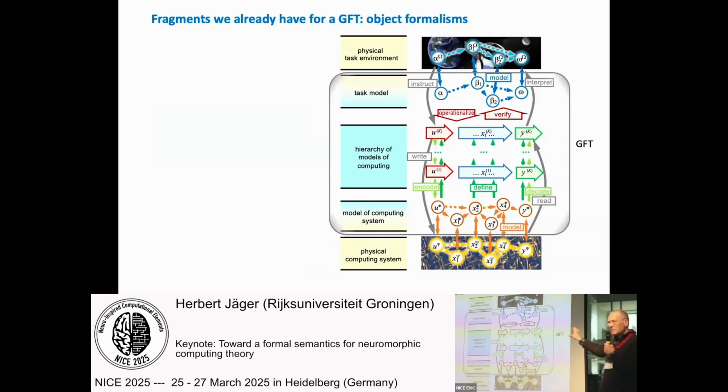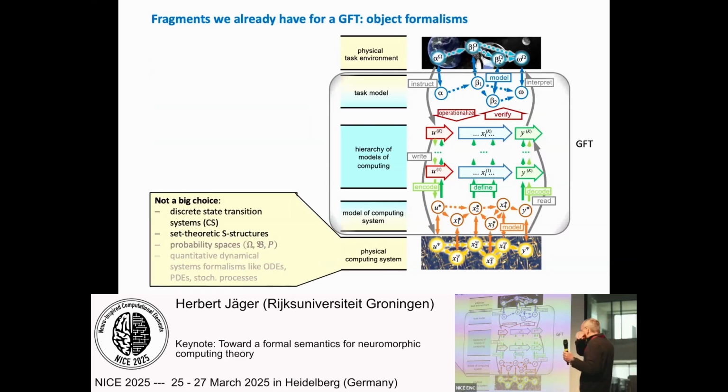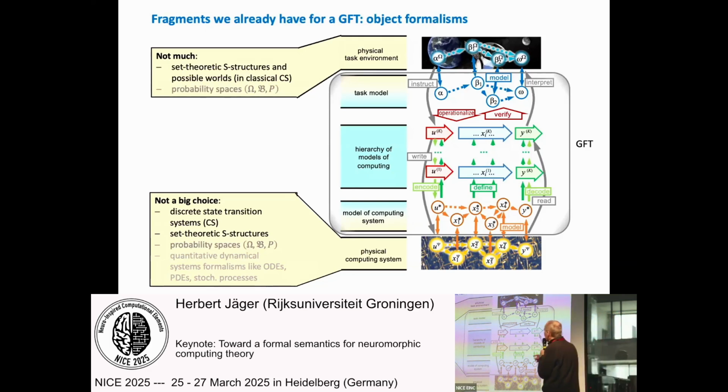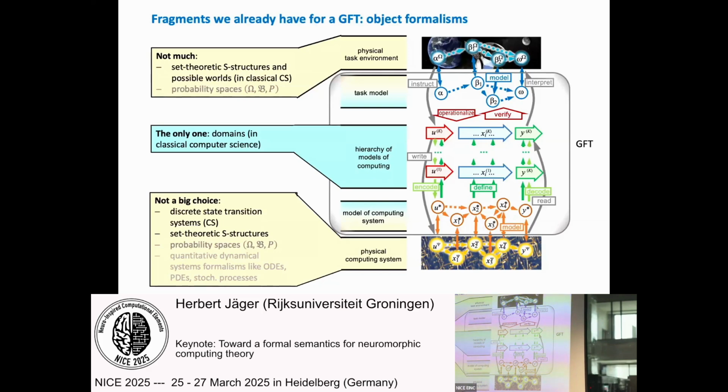For the object formalism, so these were the descriptive formalisms. For the object formalisms that we need for semantic theories, we have, at the physical end, well, looking at the digital world, discrete state transition systems, or more generally, these probability spaces and these set theoretic structures that the logicians would use. At the top, we have again the same, but we don't even ask the question, except if we are digital computer scientists, when we would be using the set theoretic structures that they are using. And in the middle, for the object formalisms, we only have domains in classical computer science. And I will say a few words about domains next.